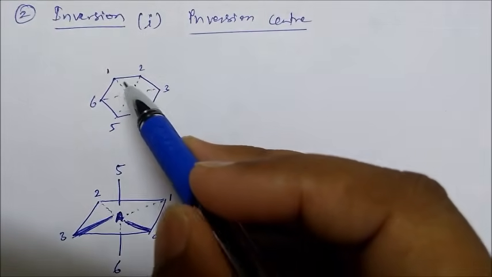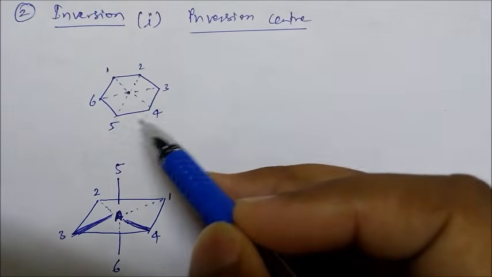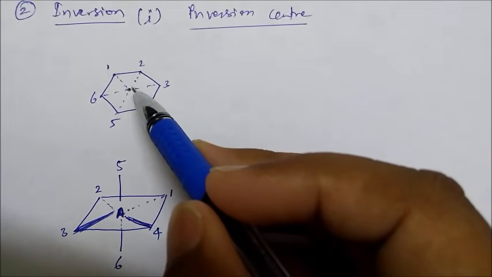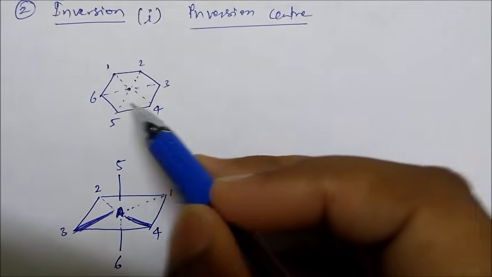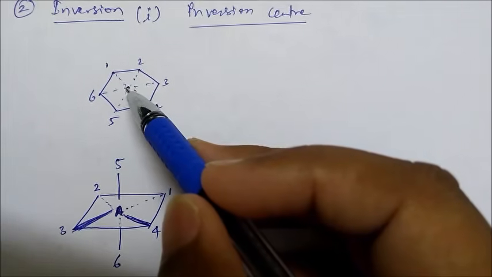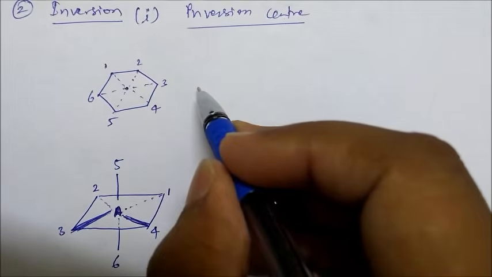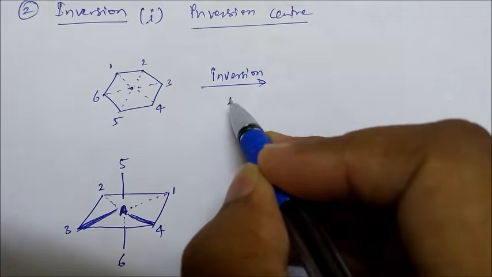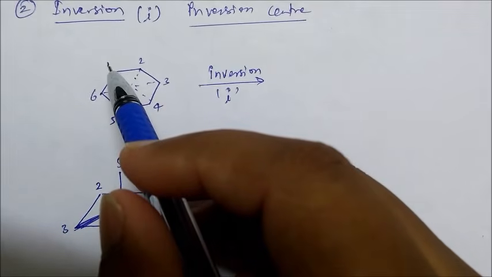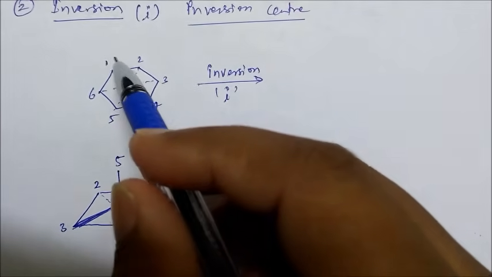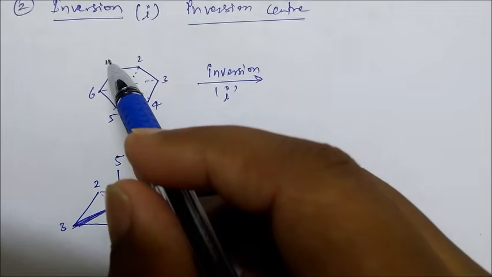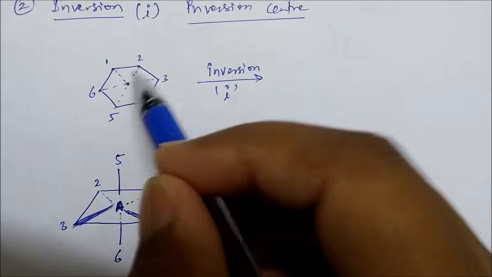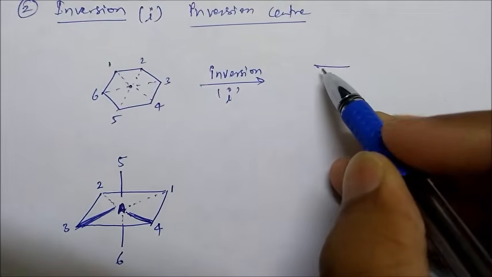Okay, and I have labeled different carbons as 1, 2, 3, 4, 5 and 6, and this small dot here is an imaginary dot. That is not a carbon, because this is a benzene molecule. And this is the imaginary center in this molecule. So if you perform an operation, that is inversion, then what will happen? The carbon atoms which I have labeled will change their position about this axis. So what will it become? It will become like this.